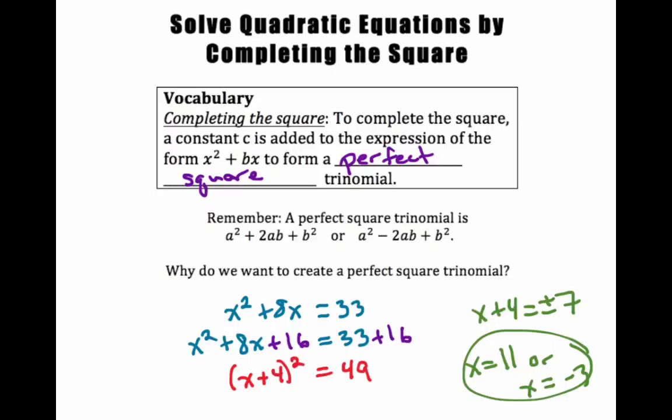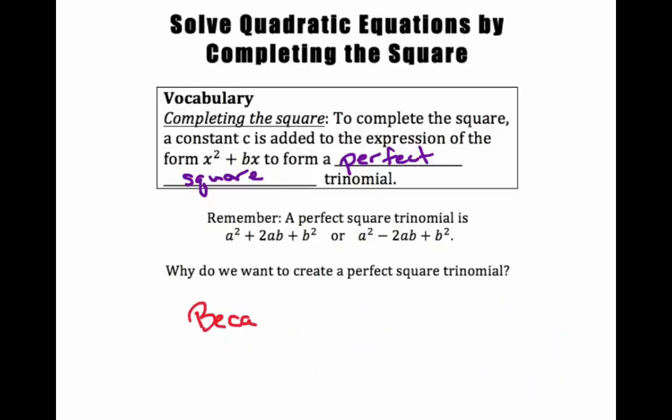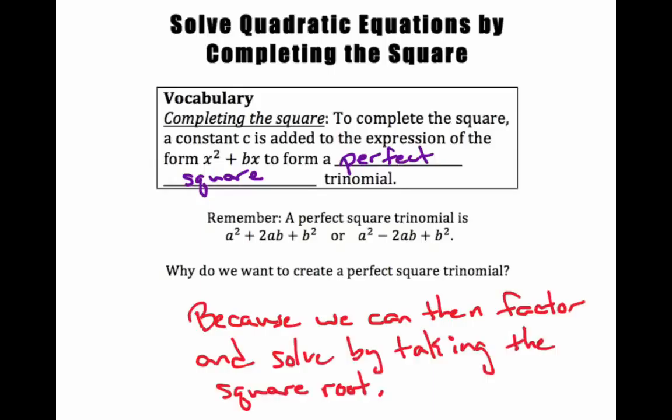So now I have a way to solve this by completing the square. I forgot to tell you, I actually didn't want you to write anything of that down. So why do we want to create a perfect square trinomial? Well, because we can then factor and solve by taking the square root. It's a step that we do to get to a point where we can solve by taking the square root. And it's going to work for any quadratic equation, any quadratic function that you are solving.